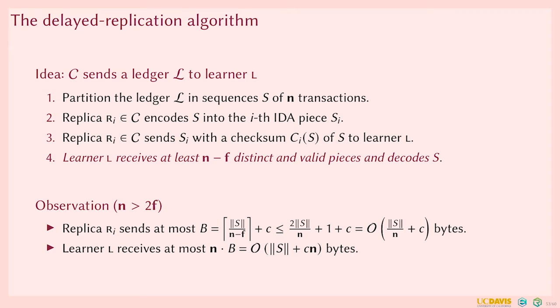And by using the information dispersal algorithm, we can show that each replica in our Byzantine cluster, in our blockchain, will only send an amount of data that's proportional to the number of replicas, which means that this is actually a scalable solution towards sending data. Furthermore, we see that the learners that receive the data will only receive an amount of data that is proportional to the size of the ledger and to the number of transactions due to the checksums.